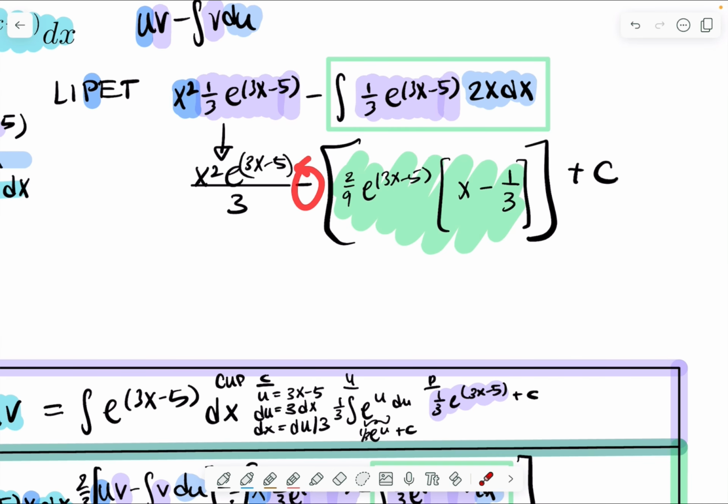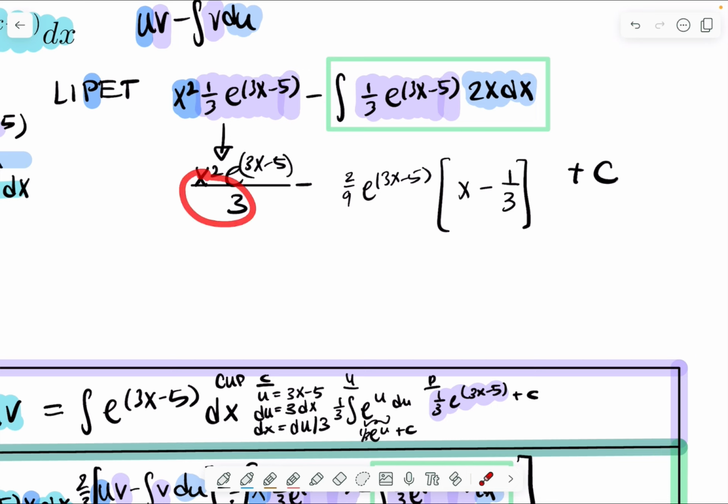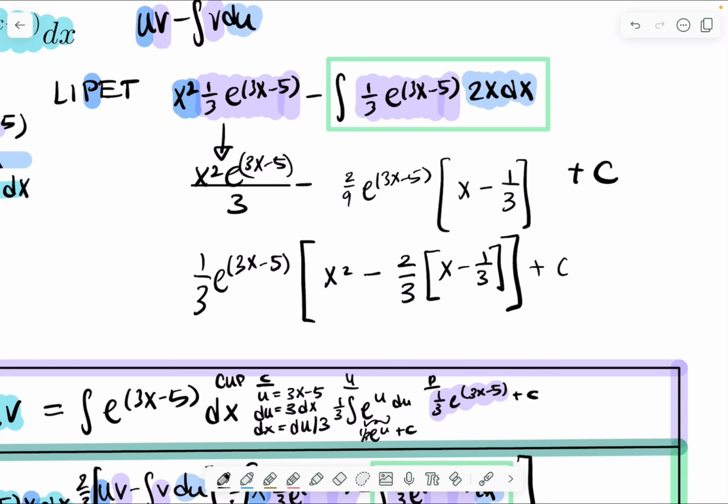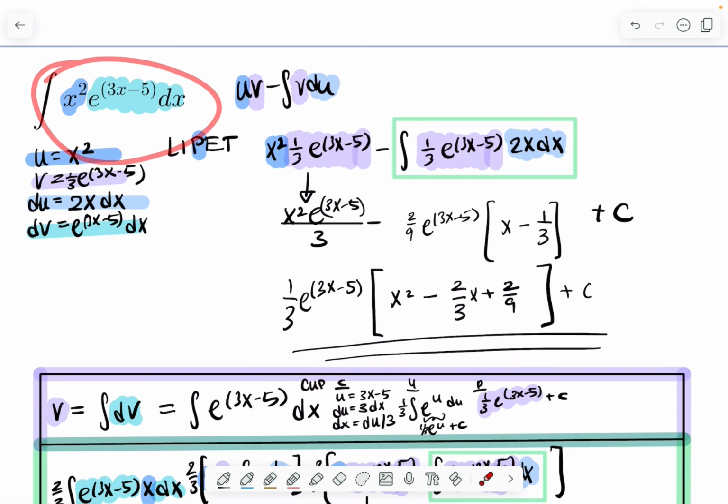So now this negative distributes, and then everything just becomes a negative. Then I recognize there's a 1/3 here and there's a 1/3 here. These both have e to the 3x minus 5, so I'm going to take out a 1/3 e to the 3x minus 5. Now to get to here, I just have to multiply by x, minus, so minus. Then to get to here, I have to multiply by 2/3. And this is being multiplied by x over 1/3. Now I can simplify this further. This becomes negative 2/3 x, and this becomes positive 2/9. And that is my answer to this original integral.